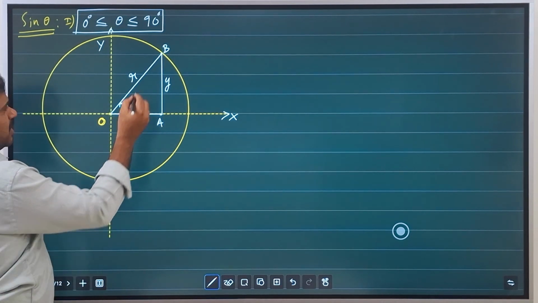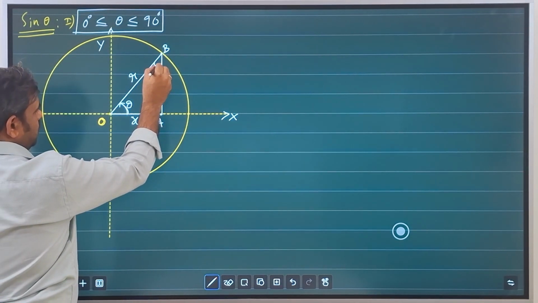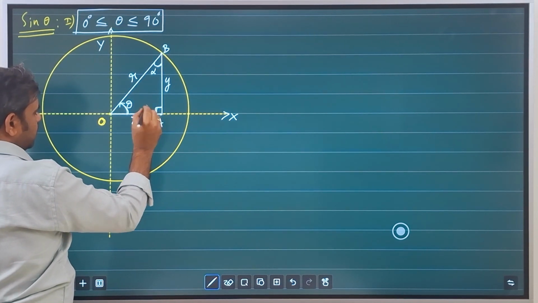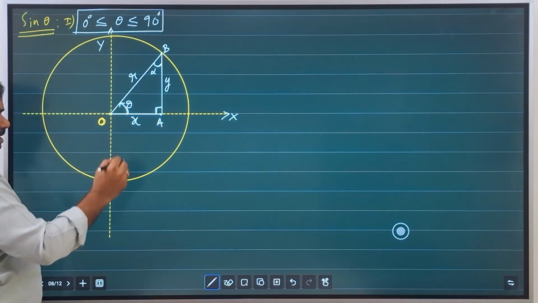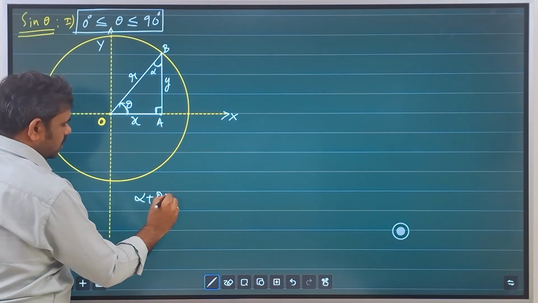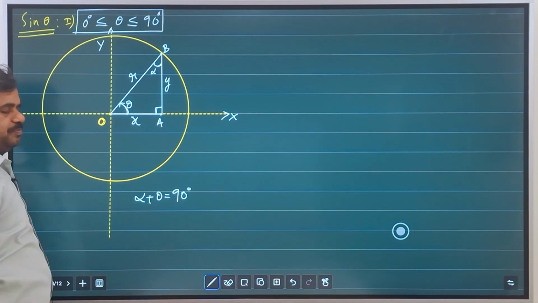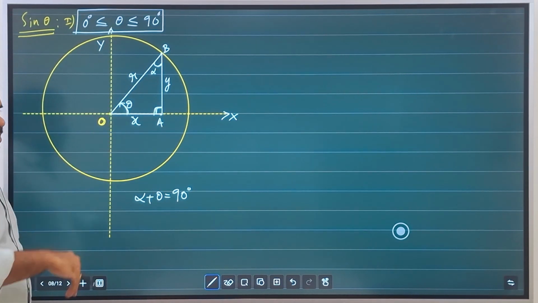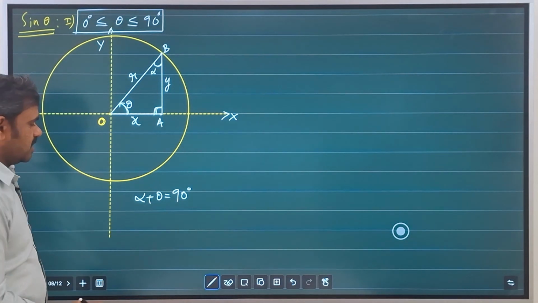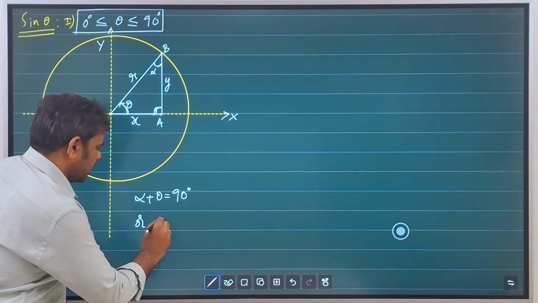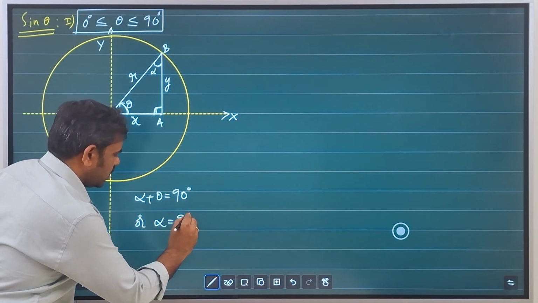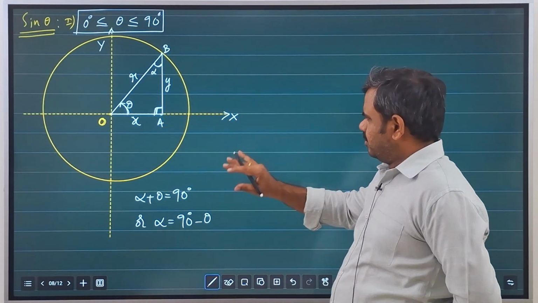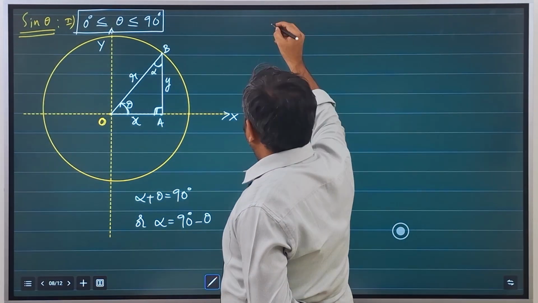Now, let me call this angle here as alpha. Angle A in the right angle triangle is 90 degrees. As you can see, alpha plus theta is equal to 90 degrees because this third angle is 90 degrees. Sum of the angles in a triangle is 180 degrees. So alpha plus theta is equal to 90 degrees, or we can write alpha is equal to 90 degrees minus theta. This we have already seen in our discussion, but let's look at it again. Look at theta.